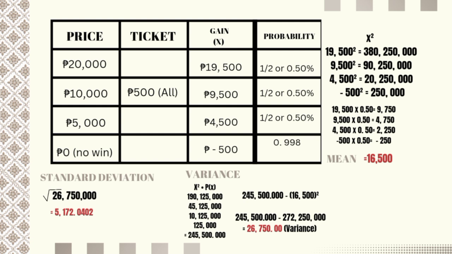The first thing we need to do to get the variance is take our previous answer, square the value from the gain, which is the x, then multiply it by the probability. We will subtract 16,500 squared, and our variance is 26,750,000. Finally, to determine the standard deviation, simply take the square root of the variance.